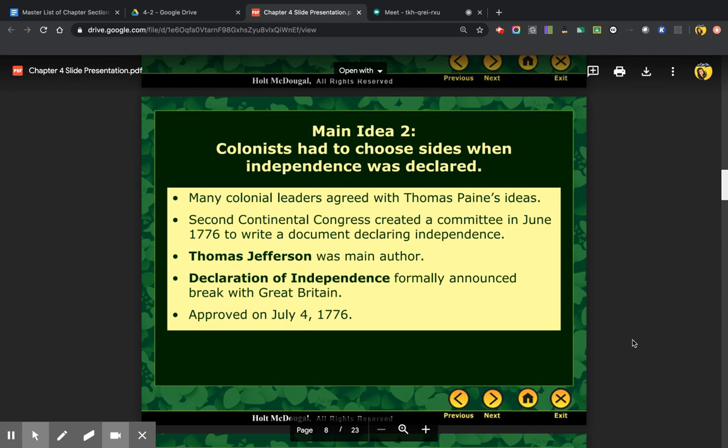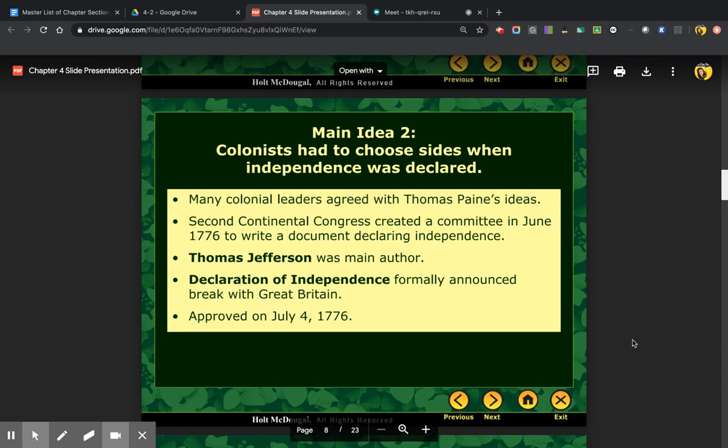Main idea 2. Colonists had to choose sides when independence was declared. So now the colonists are sitting there talking about Thomas Paine's Common Sense, and they are totally agreeing with him. He's right. Why are we being ruled by this guy across the ocean? We tried to make nice with him. We sent him the Olive Branch Petition, and he's just not really being on our team. So at that point, the Second Continental Congress creates a committee, and they sit down to write the Declaration of Independence. Now, Thomas Jefferson is the main author, but it was done by committee.